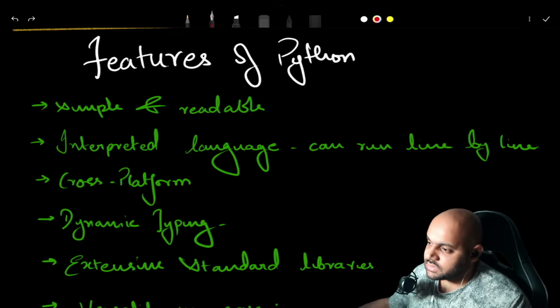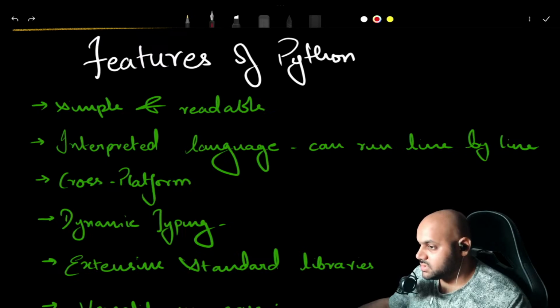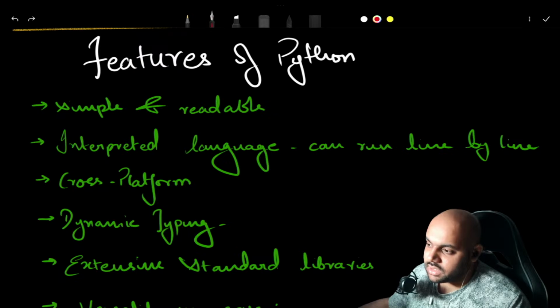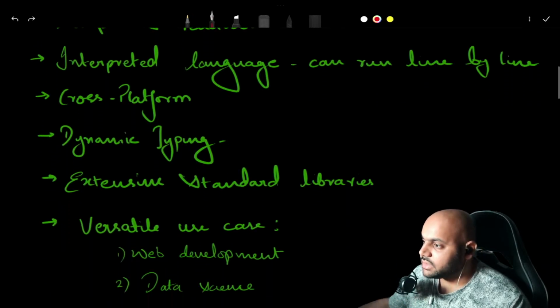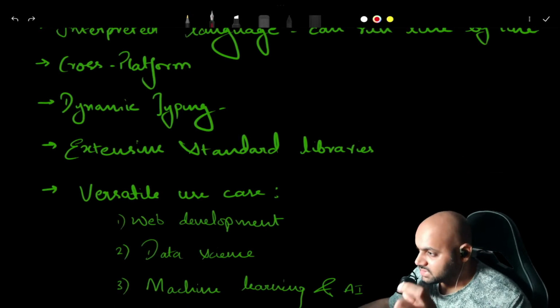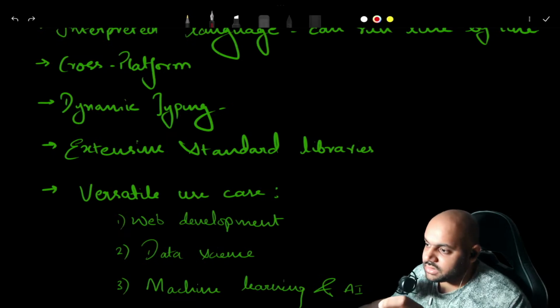And it is available on cross platforms. Python runs on various platforms like Windows, Mac OS, Linux, and more, and it allows developers to write code that is portable across different systems. Then next is dynamic typing. You don't need to declare the types of variables explicitly in Python. The type is determined at runtime.